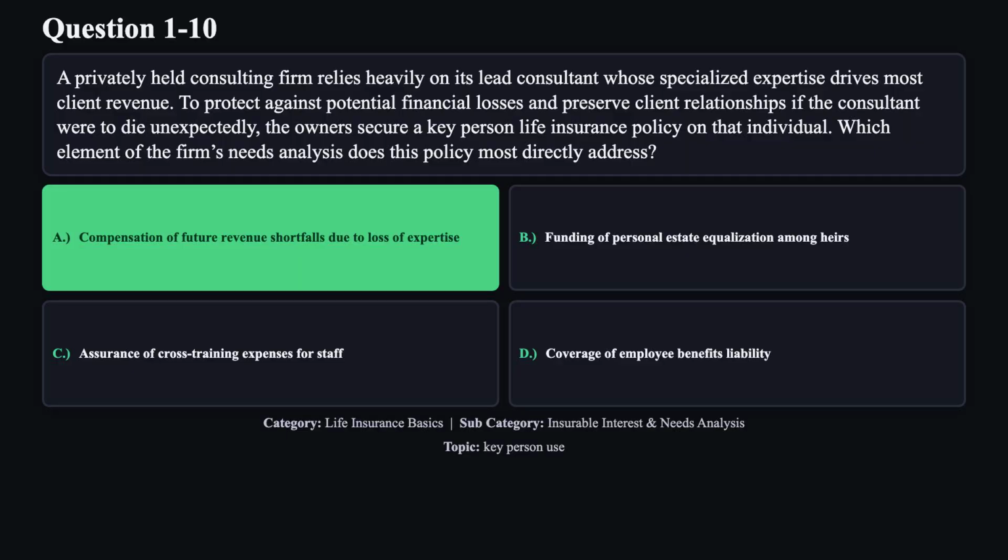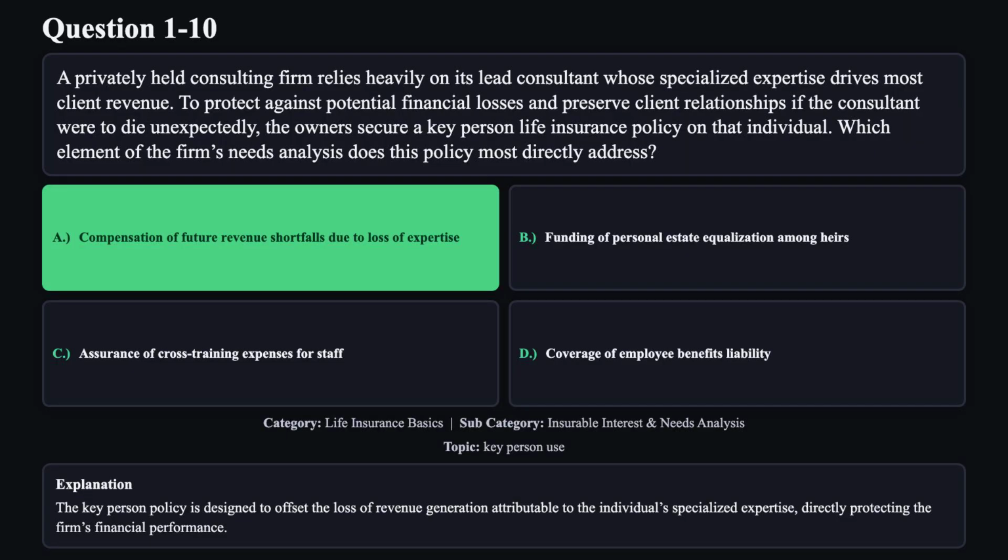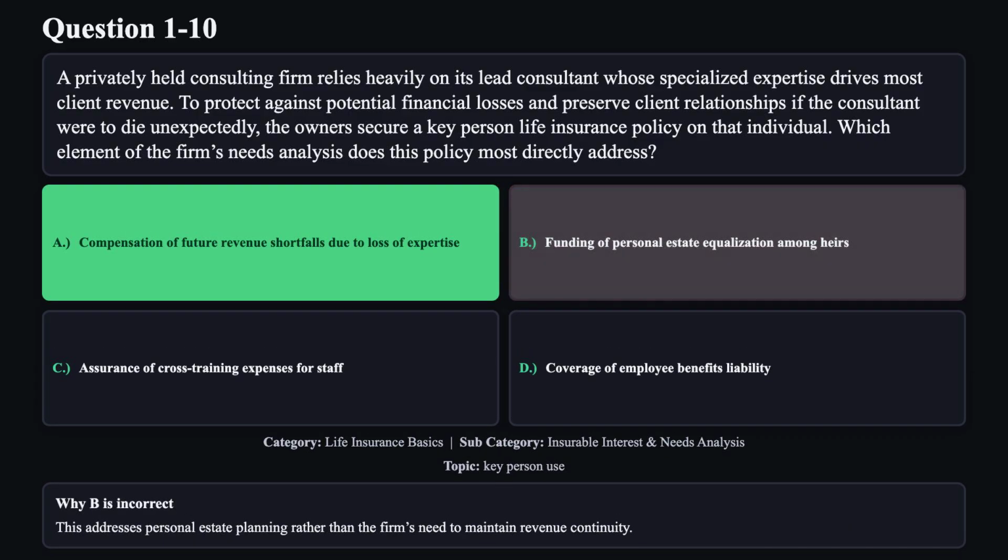The correct answer is A. The key person policy is designed to offset the loss of revenue generation attributable to the individual's specialized expertise, directly protecting the firm's financial performance. Reason B is not correct. This addresses personal estate planning rather than the firm's need to maintain revenue continuity.